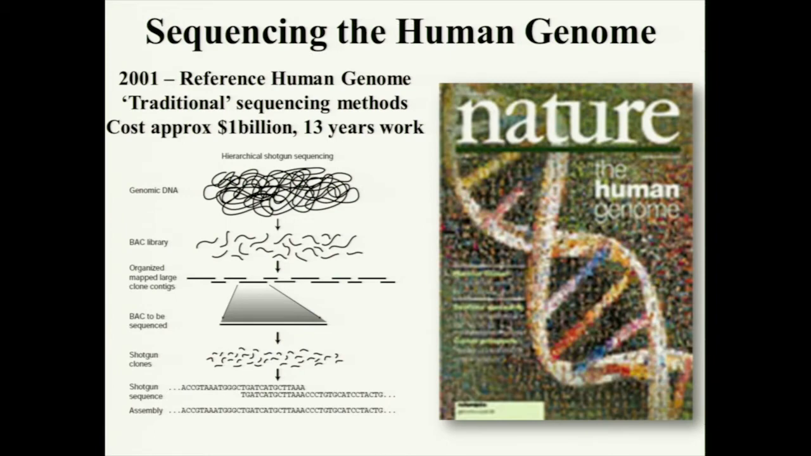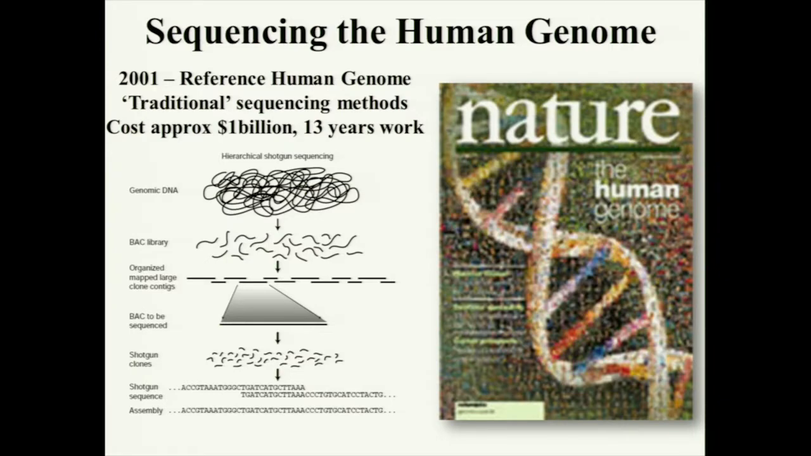The draft genome was released in 2001. This was a massive project. It took about 13 years of work, involved more than 50 different groups around the world, and the cost, there are various estimates floating around, but generally accepted more than $1 billion just to do one single genome.